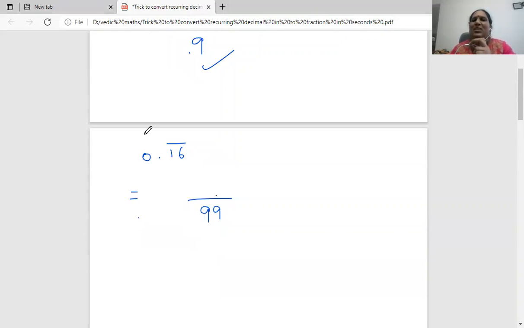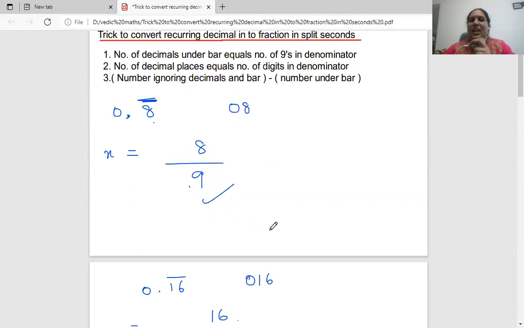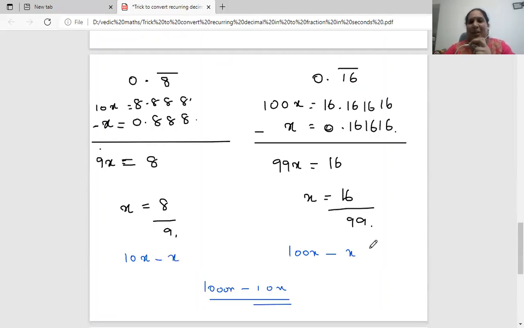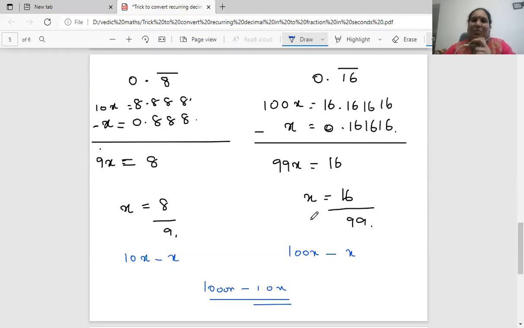Then just ignore the decimal and the bar. What number are you seeing without the decimal and bar? We are seeing 016, and 016 is nothing but 16. So for 0.16 bar, the answer is 16 by 99. You can check the answers: 8 by 9 and 16 by 99. We got the same answers, right?